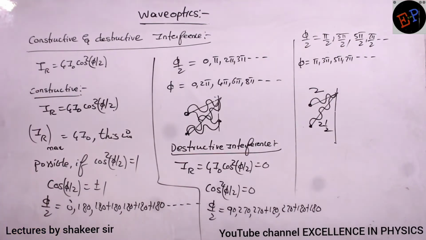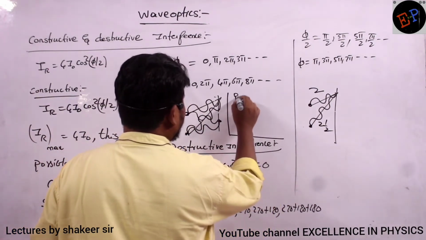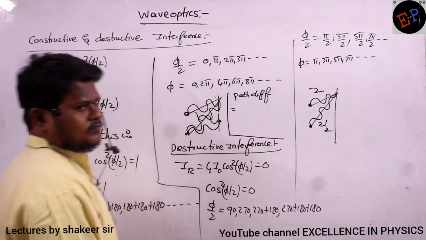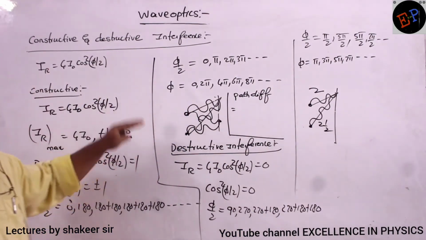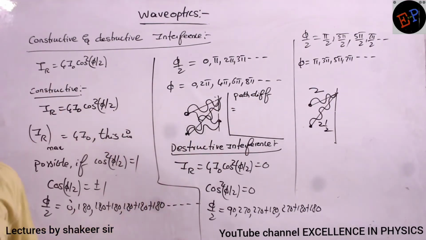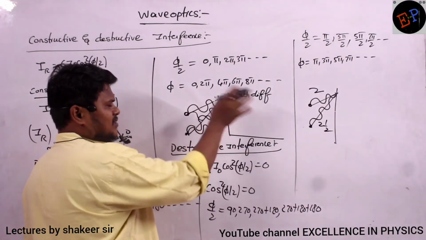Okay? Now in this condition of constructive interference, path difference will be how much? In constructive interference, if these are the phase differences, 0, 2 pi, 4 pi, 6 pi, 8 pi, path difference will be how much?